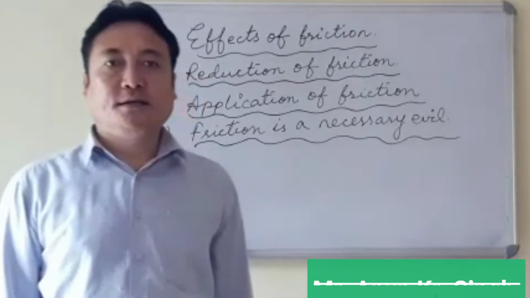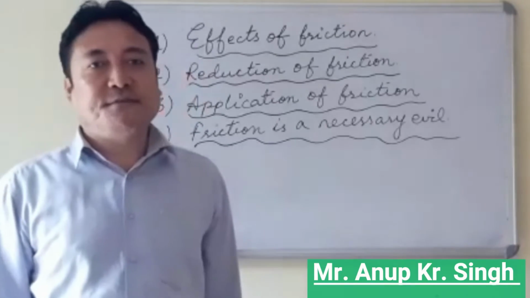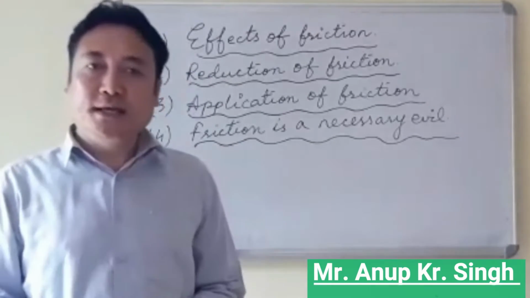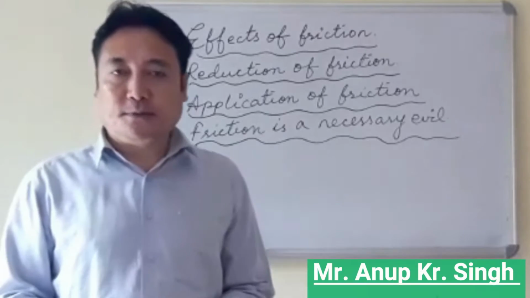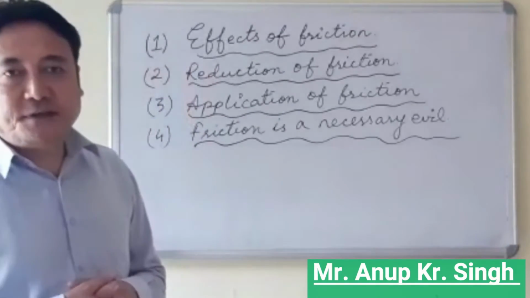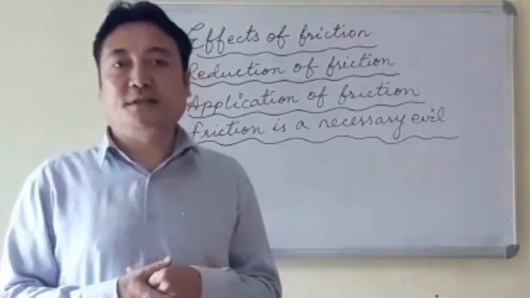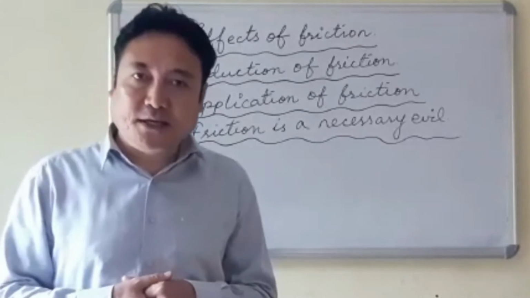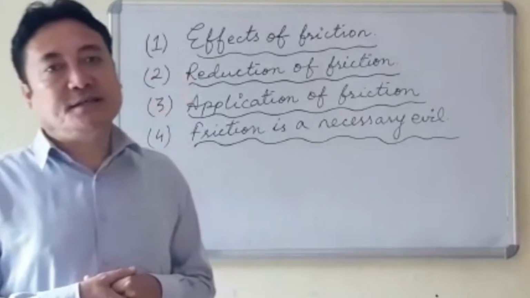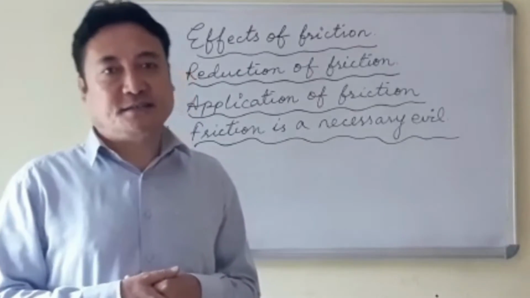Class 6 students. In the last class I explained the term friction, factors affecting friction, and the types of friction. Today we will continue with the same topic and discuss four things. Number one is the effect of friction. Second is the reduction of friction, how friction can be reduced. Third is the application of friction, the uses of friction. And the last one is friction is a necessary evil, which means friction has both advantages as well as disadvantages.